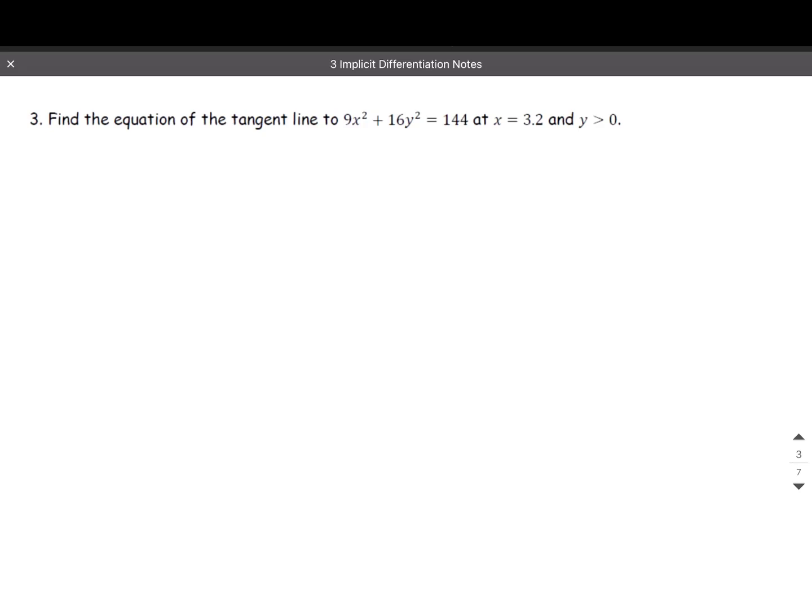All right. Okay, let's take this implicit differentiation and use it to find the equation of the tangent line to 9x squared plus 16y squared equals 144 at the point where x is 3.2 and y is greater than 0. All right, so we're going to start with 9x squared plus 16y squared equals 144. When we take the derivative, 9x squared is 18x plus the derivative of 16y squared. 2 times 16 is 32, y to the first times the derivative of y is dy/dx, equals the derivative of 144, which is 0.